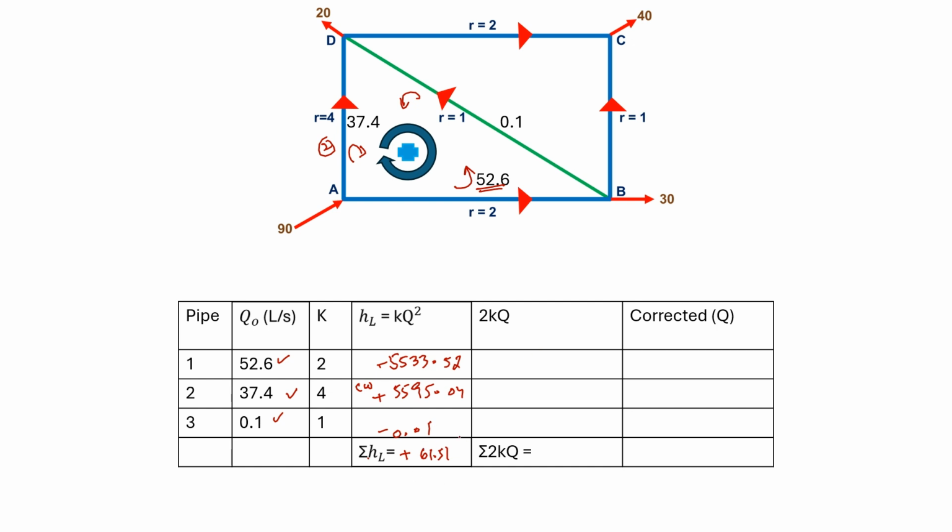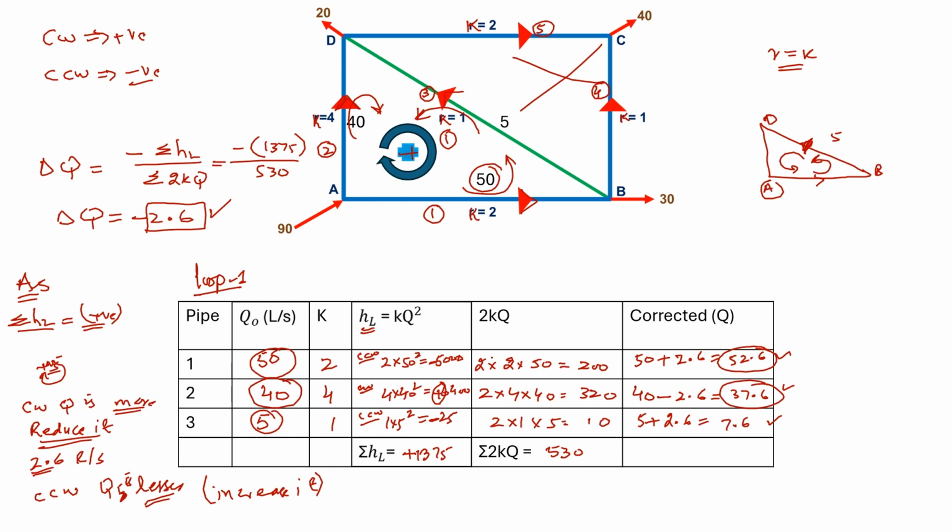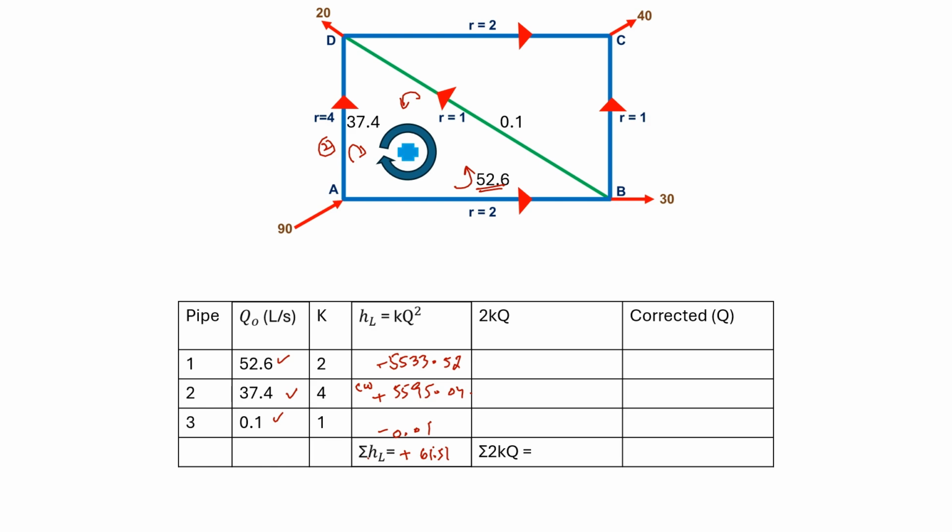And it means that we are not getting the summation of HL, the sum of head loss within loop 1, equal to 0. It means that we still need the correction to be applied to the three pipes of loop 1. Yes, but we are moving closer, because in the first trial the summation of head loss was 1375, and now it is reduced to 61.51. It means that we are moving in the positive direction.